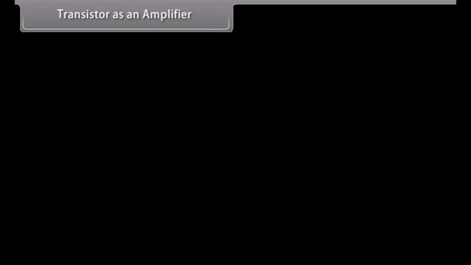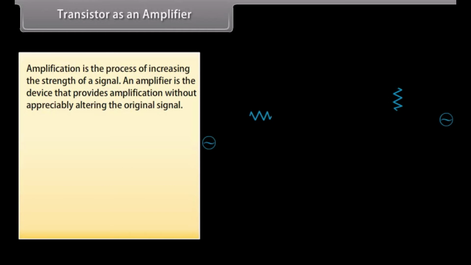Transistor as an amplifier. Amplification is the process of increasing the strength of a signal. An amplifier is a device that provides amplification without appreciably altering the original signal. We consider the operating point of the transistor somewhere in the middle of the active region. The DC voltage VCE equal to VCC minus ICRC would also remain constant. The operating values of VCE and IB determine the operating point of the amplifier.